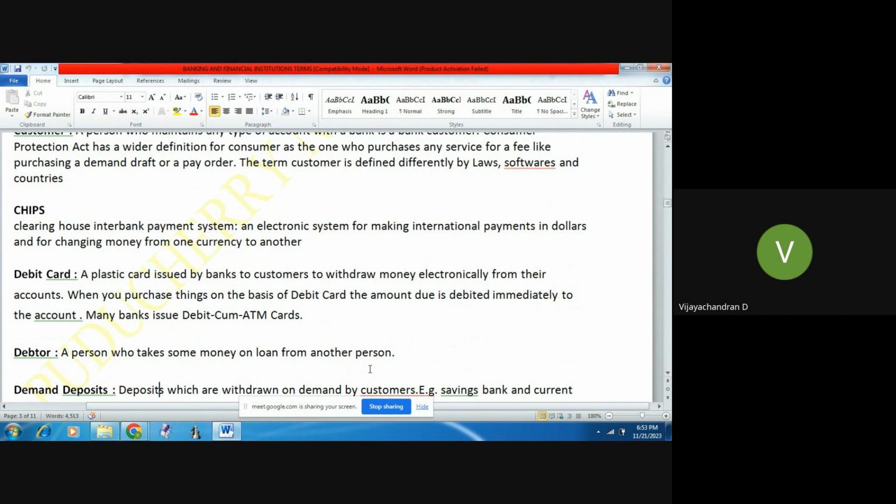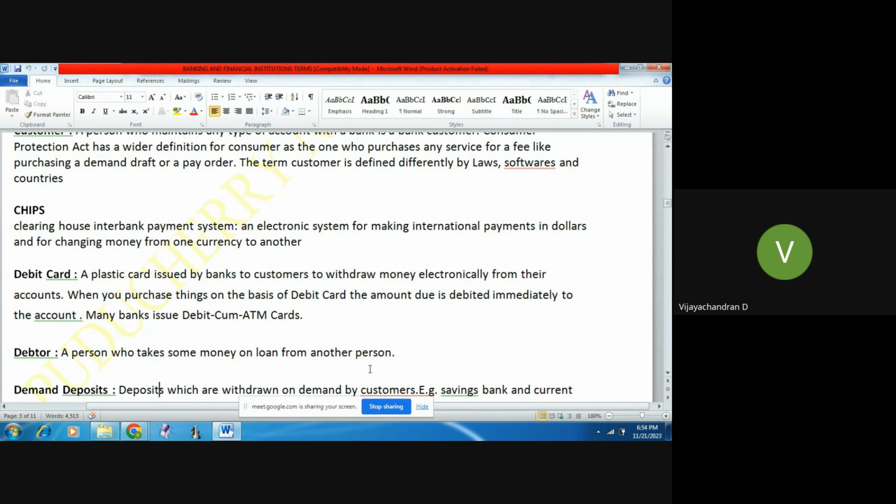Now I'm saying CHIPS. CHIPS means the same payment system, like BIPS, the same method, but here it will be global. The electronic payment will be done globally. That is known as CHIPS. That is in the form of euro dollars.